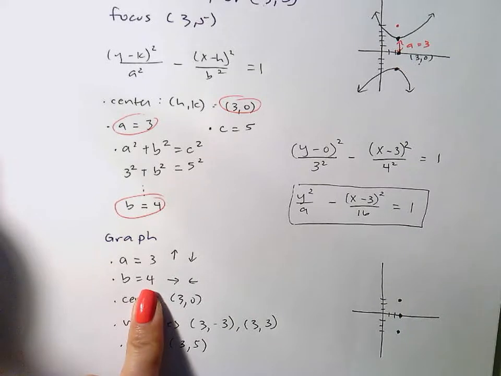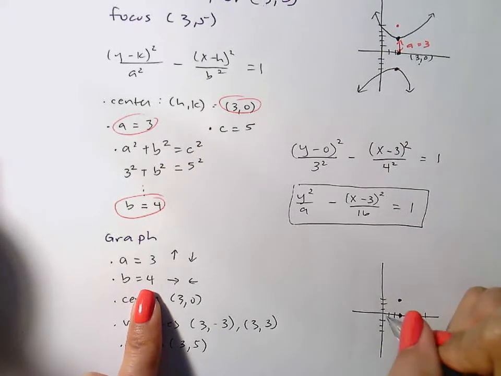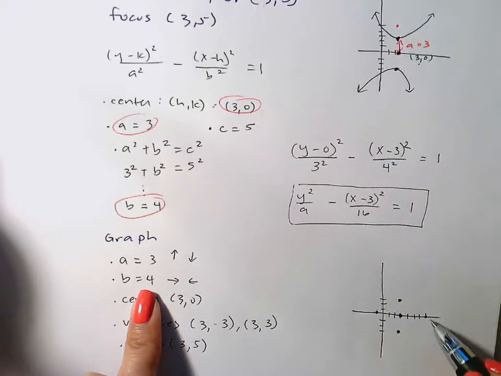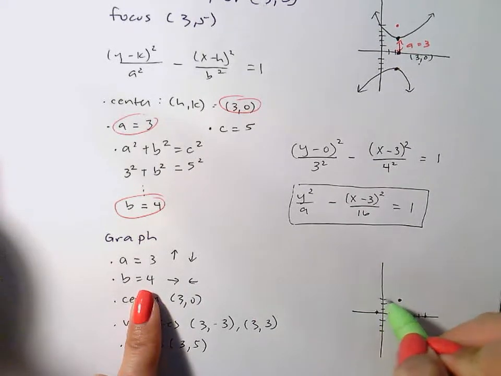Now to use b, I go 4 to the right and 4 to the left. And that's so that I can find the fundamental rectangle. So this is 1, 2, 3, and 4. And this is 1, 2, 3, and 4. These dots that I just drew, they're not actually part of the hyperbola. They're just going to be reference points. So we draw our fundamental rectangle touching all of these points.